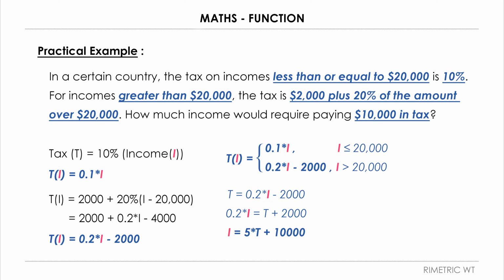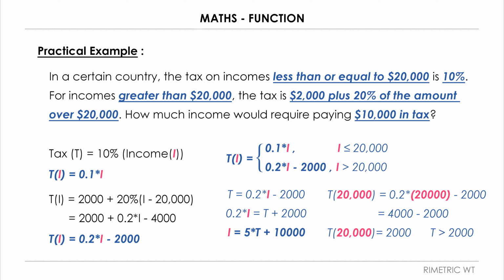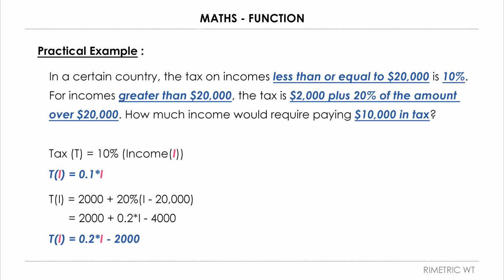And when we substitute 20,000 in the original function for evaluating the domain of the inverse, we get 0.2 times 20,000 minus 2,000, which is 4,000 minus 2,000, and this gives us 2,000. Since the original domain is I greater than 20,000, the corresponding tax amounts are greater than $2,000. Therefore, the second inverse piece is defined for t greater than $2,000. Hence, our complete inverse function is I of t equals 10 times t when t is less than or equal to 2,000, and 5 times t plus 10,000 when t is greater than 2,000.